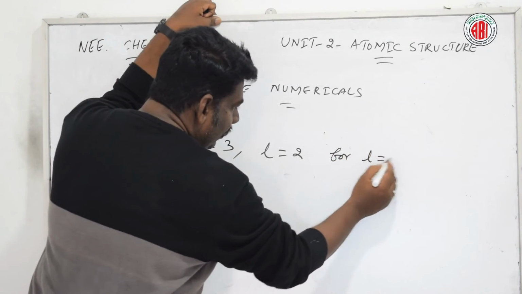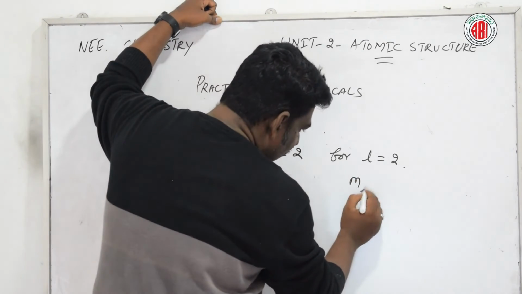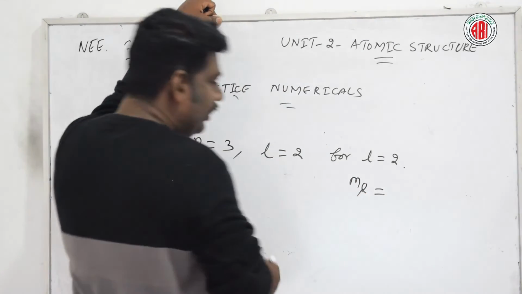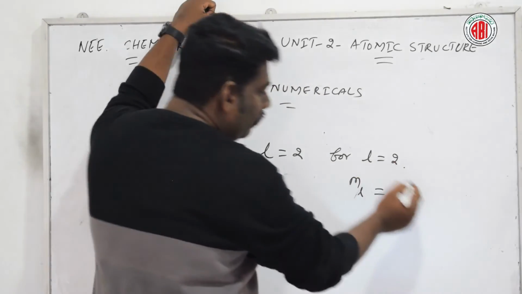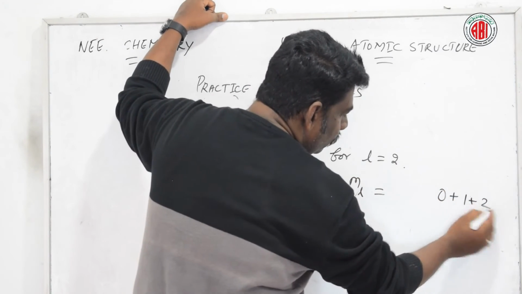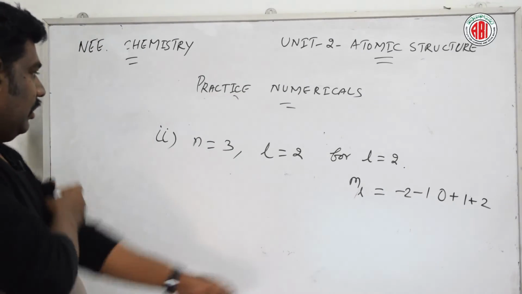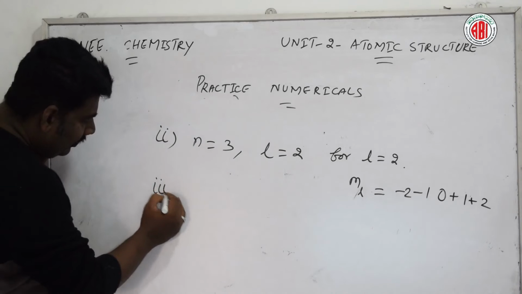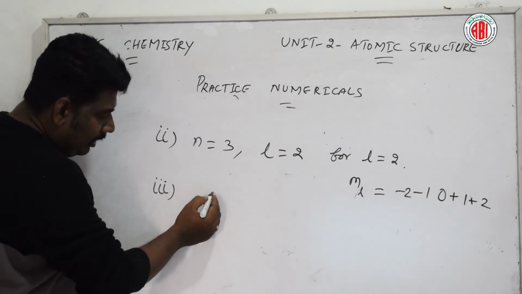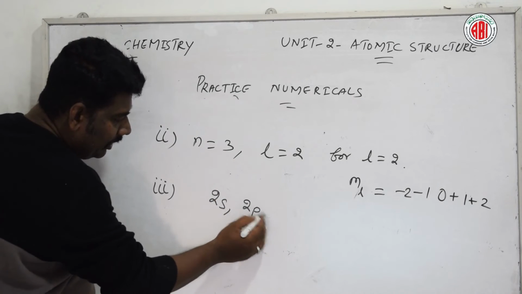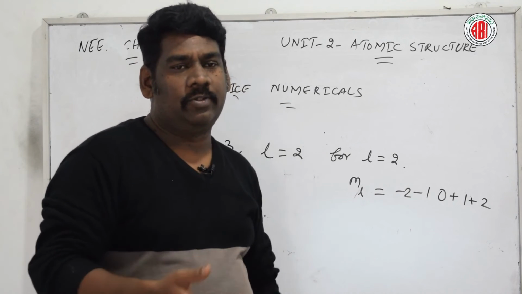For l is equal to 2, then what will the ml value be? The ml value is nothing but the magnetic quantum number. So the magnetic quantum number value ml is, for l value 2, 0, plus 1, plus 2, minus 1, minus 2. That is the ml value. Okay, now question number 3, what are the possible orbitals? That is 2s and 2p. These both are the possible orbitals. So in this way we can solve this problem. Let us go for the next question.